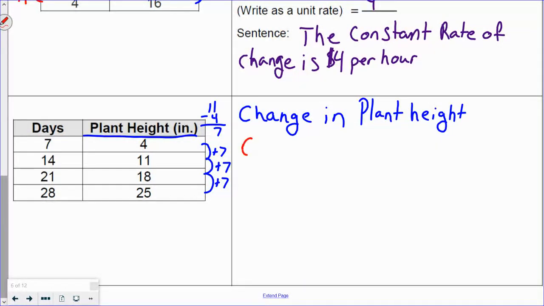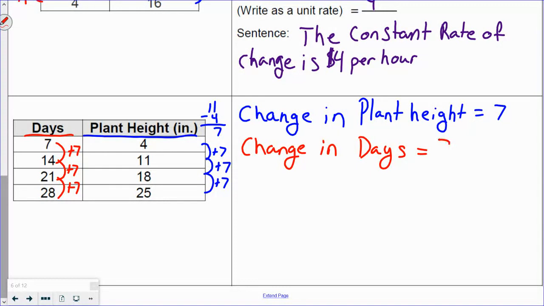All right, next one. What is our change in days? Oops, I forgot to write 4 over here. Or 7. Okay, so change in days. Well, how did we change? We went up by 7, up by 7, up by 7. So the change in days equals 7.